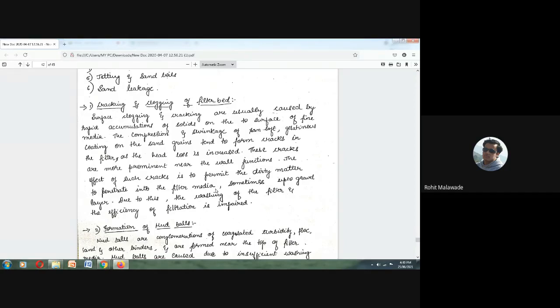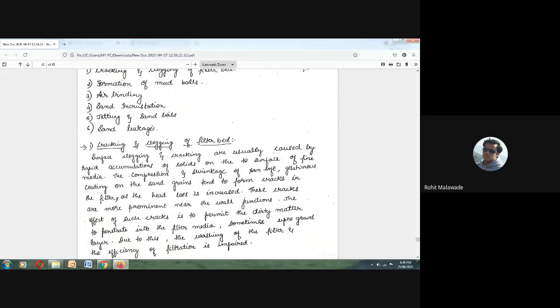And the cracking is usually caused due to the accumulation of solids on the surface of the fine media. So compression and shrinkage, and a gelatinous precipitate may occur, and it is going to create a crack on your filter media. So this is one problem.